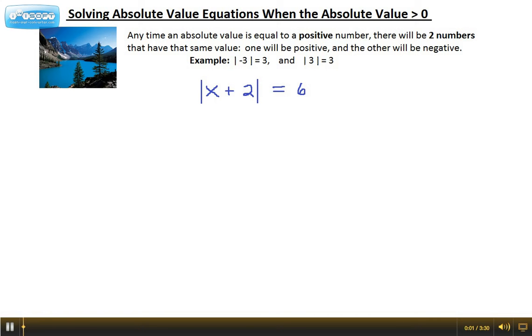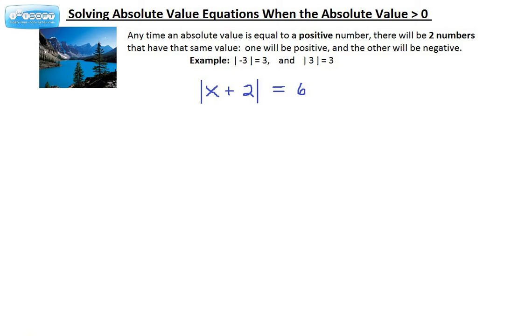In this tutorial, we're going to be solving an absolute value equation when the absolute value is greater than 0, which means that the absolute value will be a positive number. Anytime absolute value is equal to a positive number, there will be two numbers that have that same absolute value. One will be positive and the other negative.